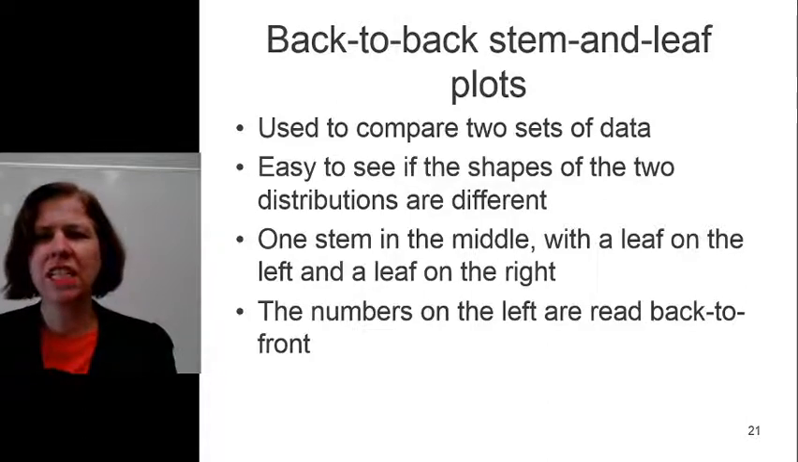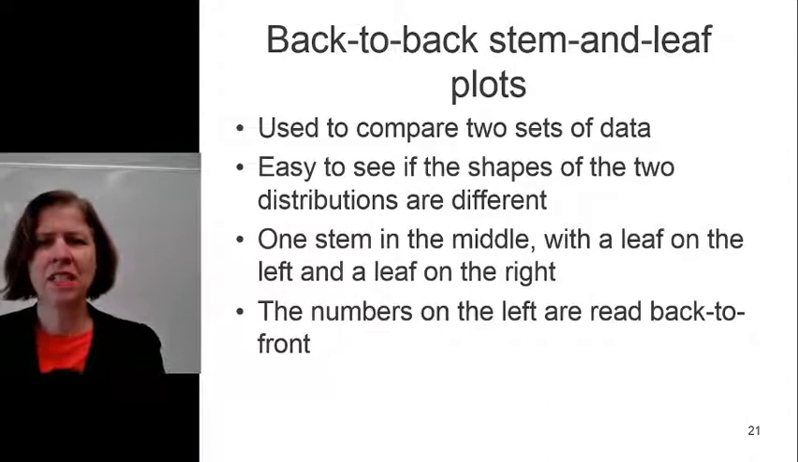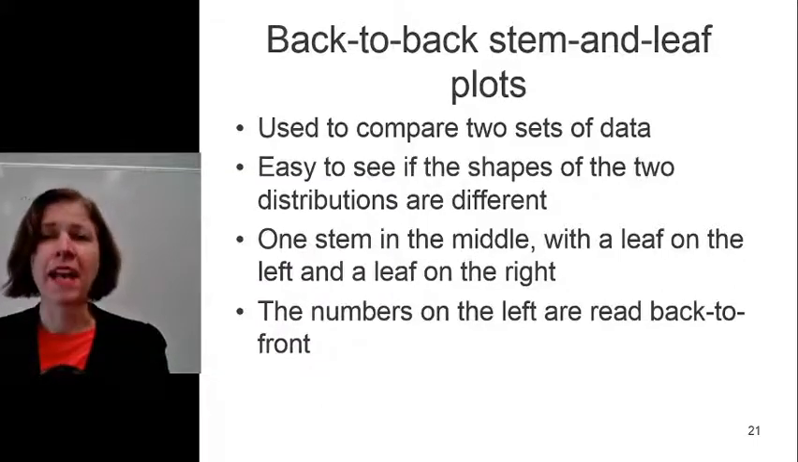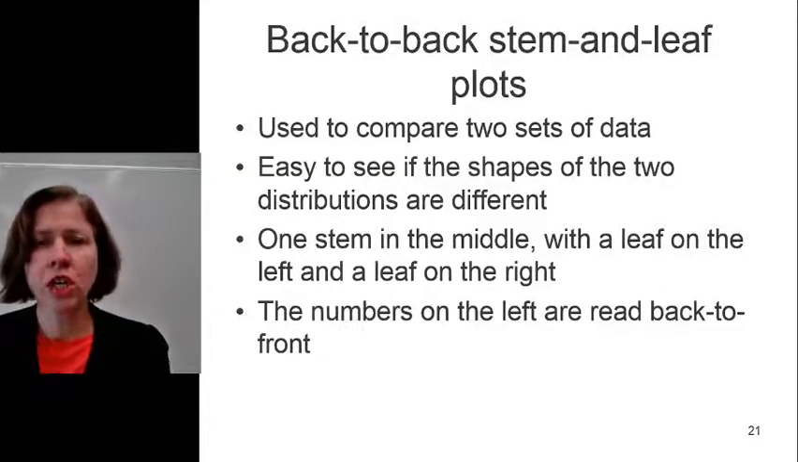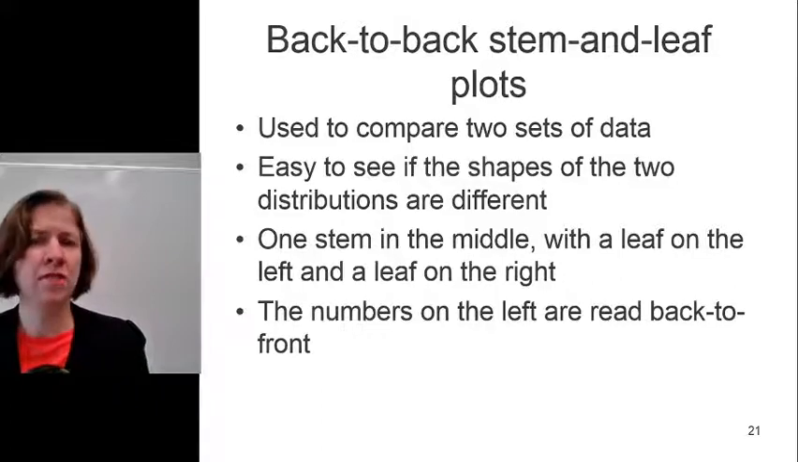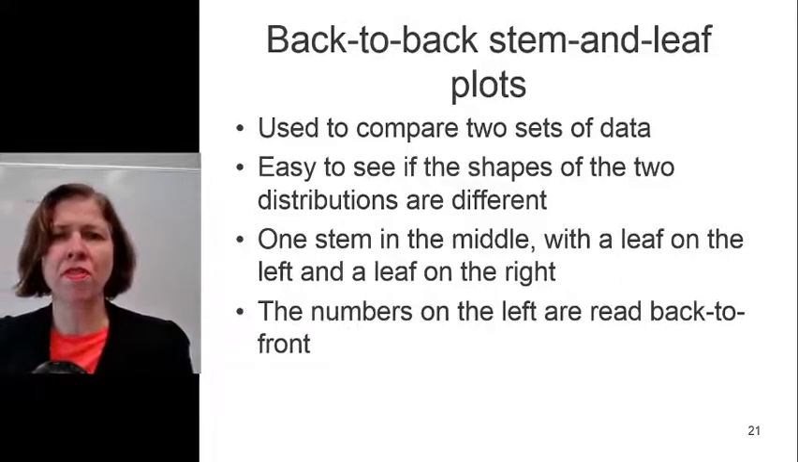So the last thing we need to look at for our statistics in presenting numerical data are back-to-back stem and leaf plots. We've already learned about stem and leaf plots before. Back-to-back stem and leaf plots are particularly useful if we want to compare two sets of data and determine whether or not there are any differences or similarities between them.